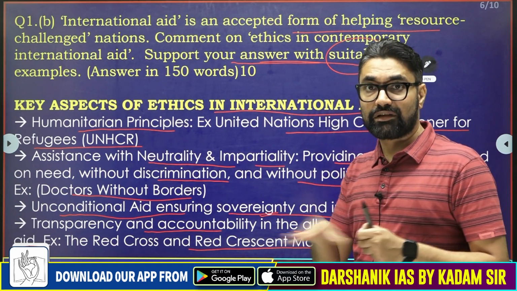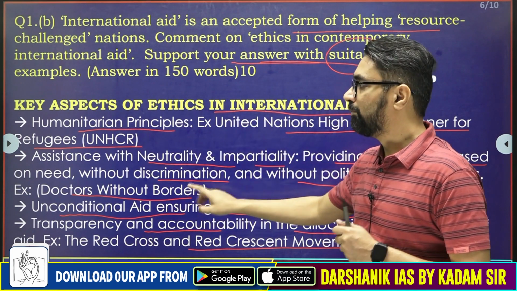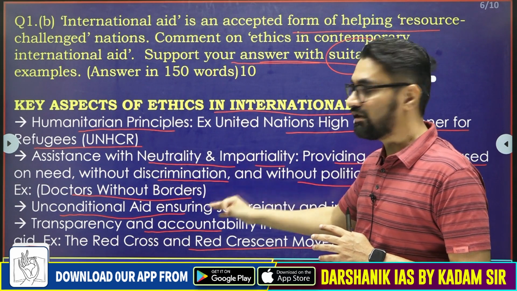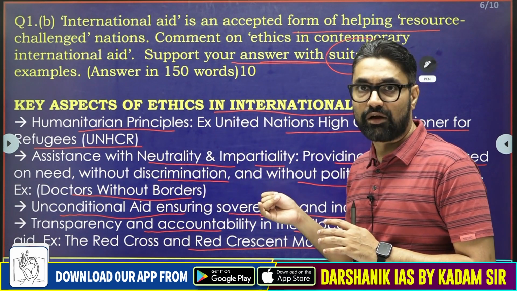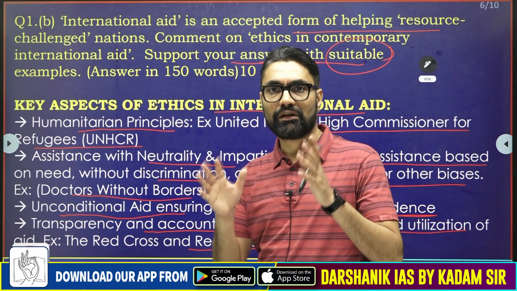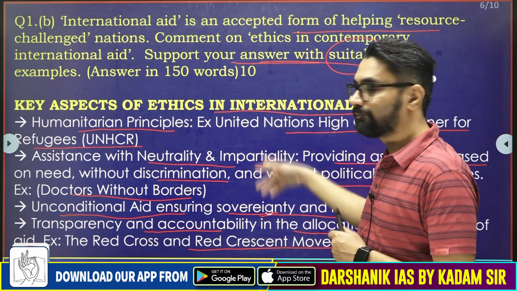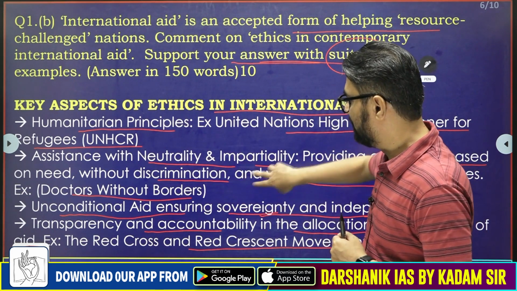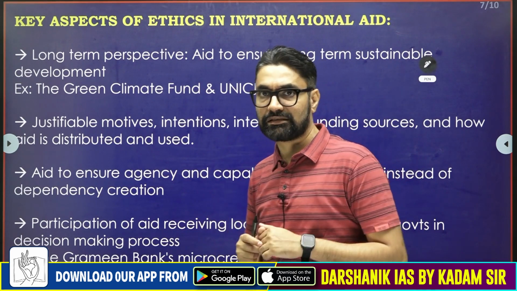So till now, for this simple question, जो आपको 150 word में लिखना है, I have given you 4 principles or parameters of international aid: humanitarian principle, neutrality and impartiality, unconditionality and protecting sovereignty and independence, and then transparency and accountability. So 4 points you already written, 4 more you add, and that will be enough. Perfect answer. And here already I have given 3 examples, okay, to support my answer. Okay, so 3-4 examples will be enough. So 8-9 points and 3-4 example, that will be a best answer.